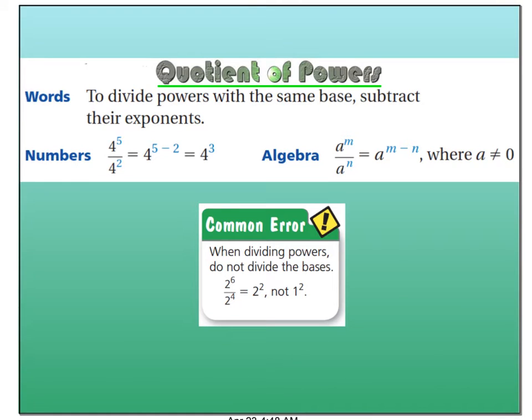So in your notes, let's get it written down. In words and in numbers and algebra. This part just basically means that you're not going to divide the bases, and we'll talk about that in a little bit. So pause the video and write down whatever notes you need to have.